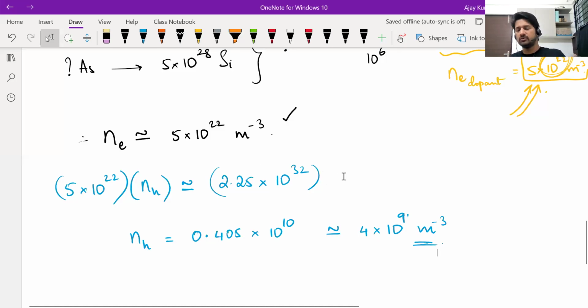So what you need to remember is once you dope with a trivalent impurity or a pentavalent impurity, if it's trivalent, you'll be creating holes or holes will dominate. If it's pentavalent, conduction electrons will dominate. Suppose you dope with trivalent impurity, the hole concentration will be the impurity concentration. Or if you dope with pentavalent impurity, the electron concentration will be the impurity concentration. Is this clear? With that, you can find out the other charge carrier concentration.